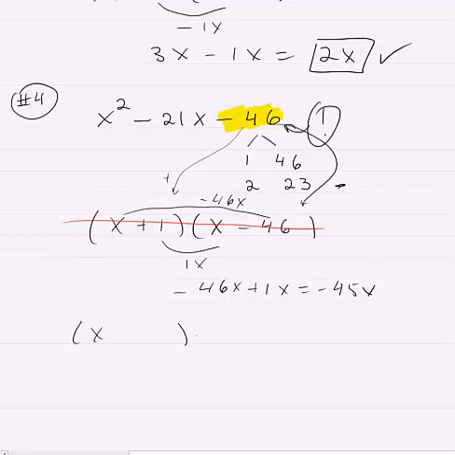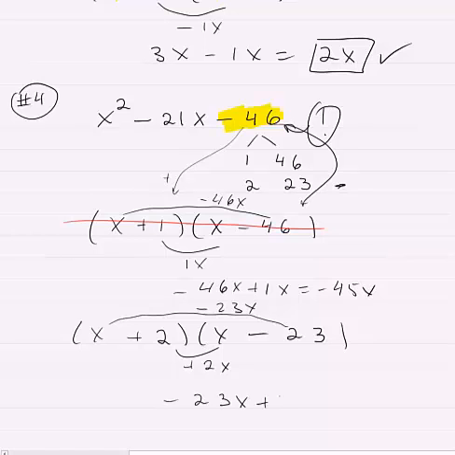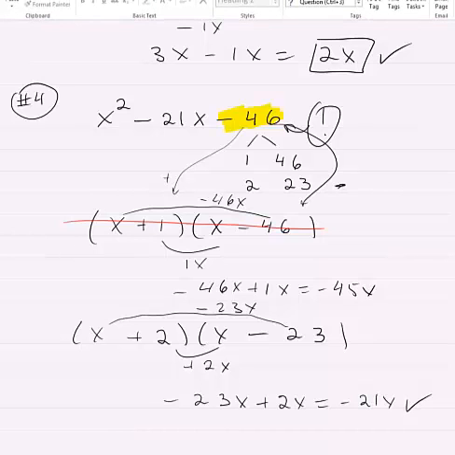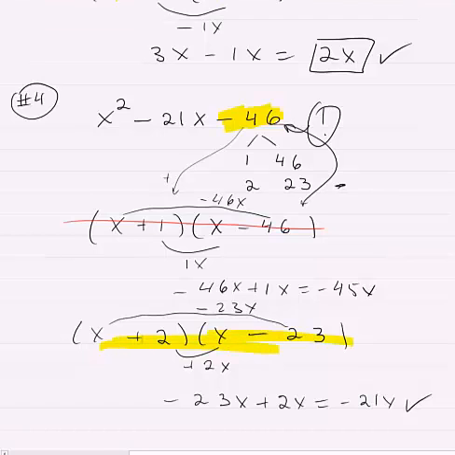So you got an x and an x, and now you can try plus 2 and minus 23. Again, for now I'm doing it randomly. And then you check: the outer term is minus 23x. The inner term you got plus 2x. And now if you put them together, minus 23x plus 2x gives you minus 21x, and that's exactly what you need. And therefore, this right here, let me highlight it for you. This is your answer.